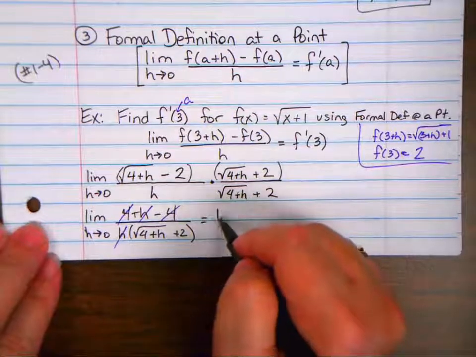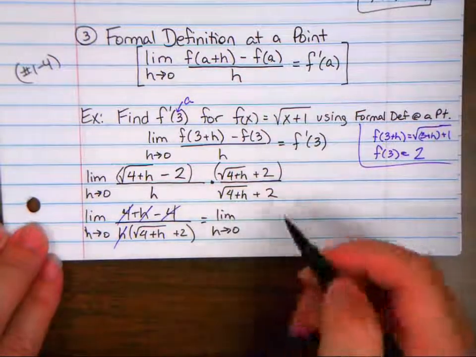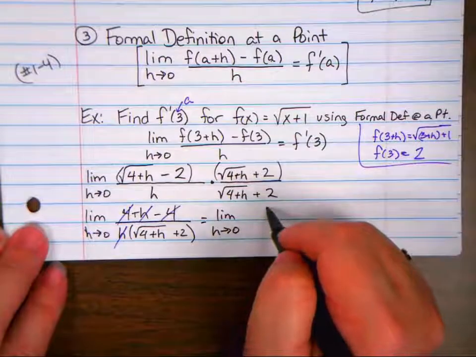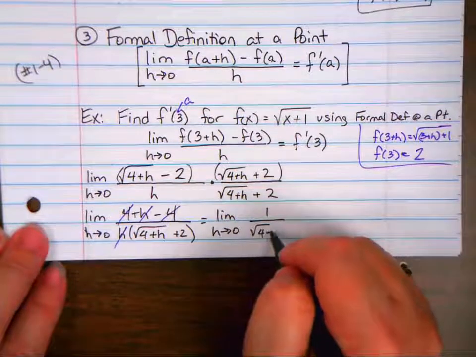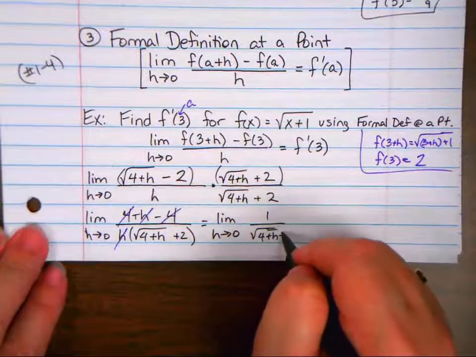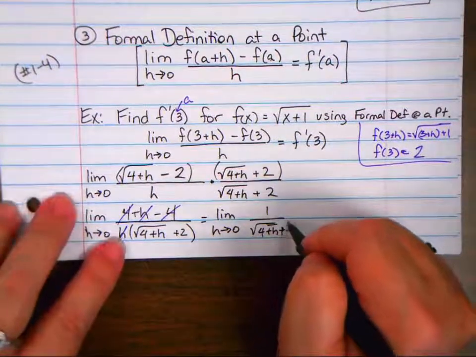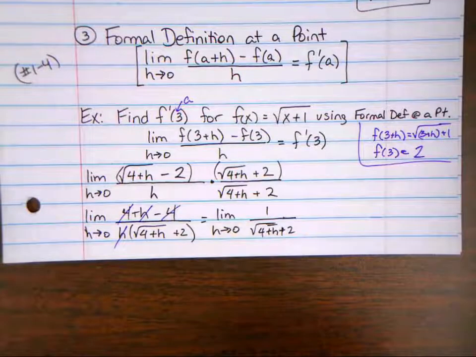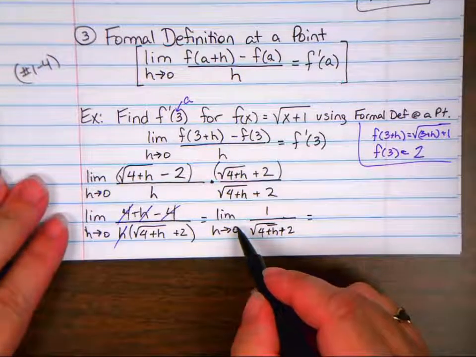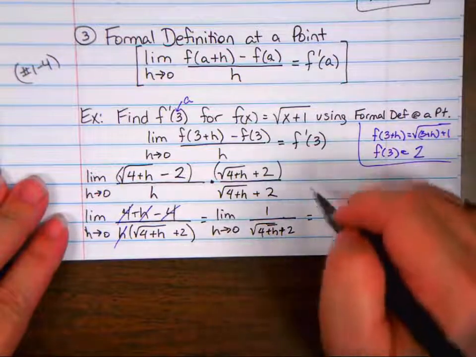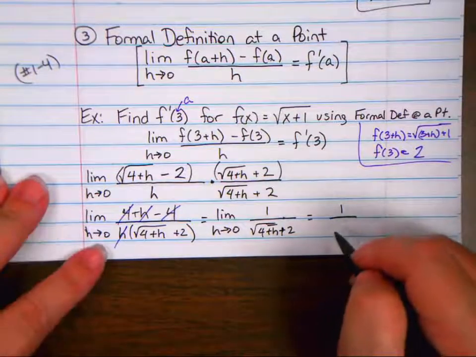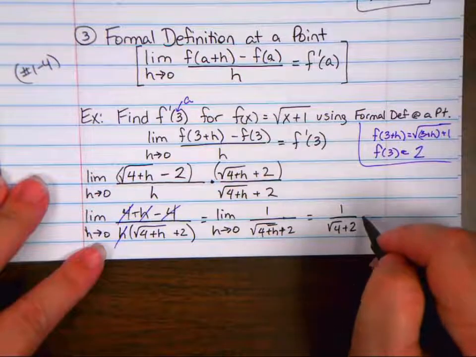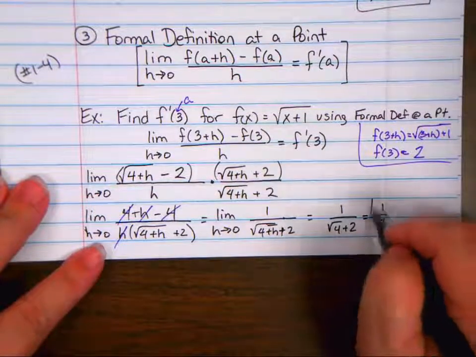So now I have the limit as h approaches 0. What's on top? 1 over the square root of 4 plus h plus 2. Now can I plug in 0 and not get 0 over 0? The answer is yes, because the numerator cannot be a 0. There's no way. Now remember, as soon as h goes in, limit goes away. So I'm just going to write 1 over the square root of 4 plus 2, which is 1/4.